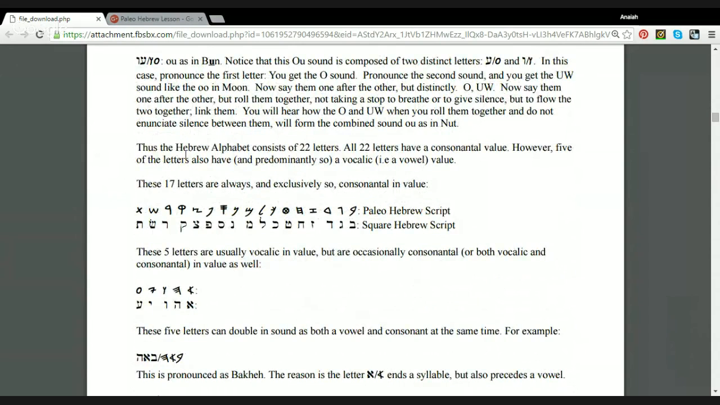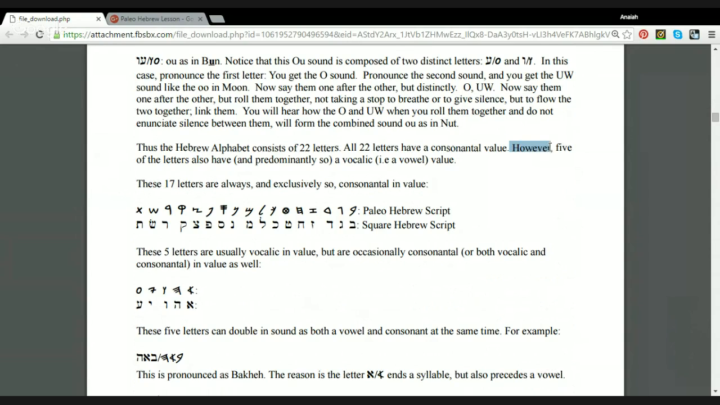So right here, thus the Hebrew alphabet consists of 22 letters. All 22 letters have a consonantal value. All 22 letters can be consonants. That's what scholars say. The scholars say Hebrew and the other Semitic languages are the only alphabets where all the letters are consonants. While that is true, they are wrong that Hebrew does not have vowel letters. They are wrong. And many scholars agree that originally those letters were vowel letters. Some of those letters were vowels.